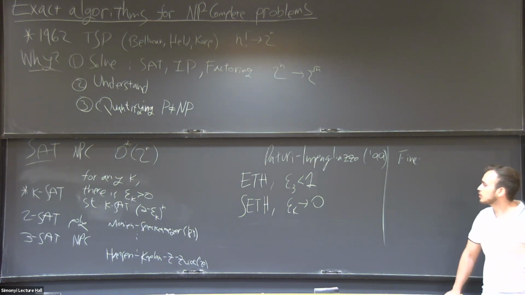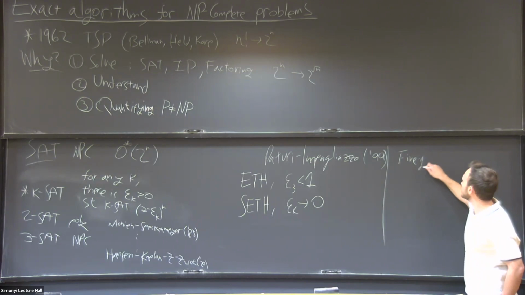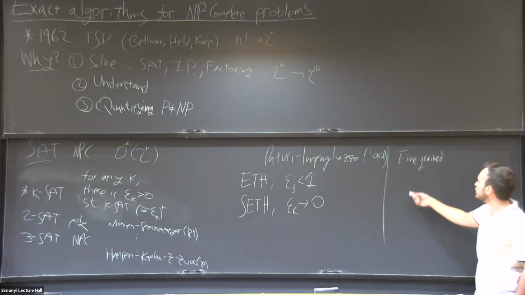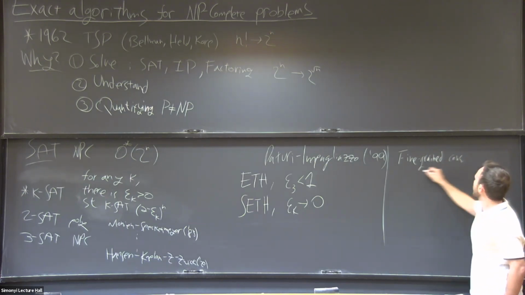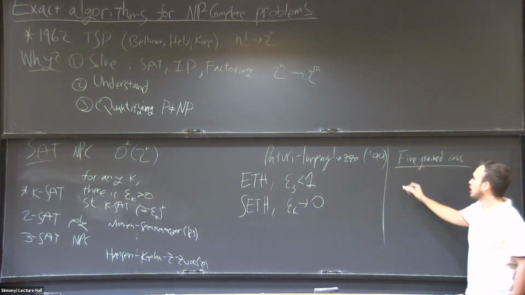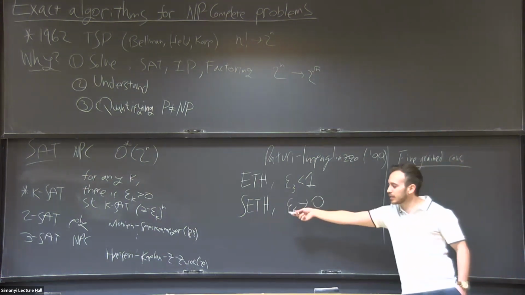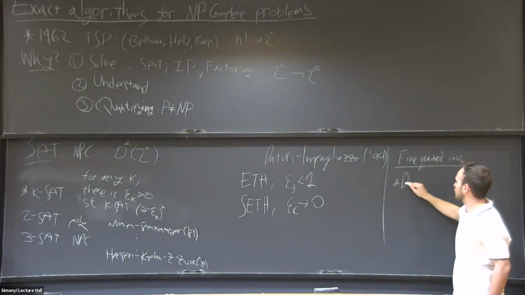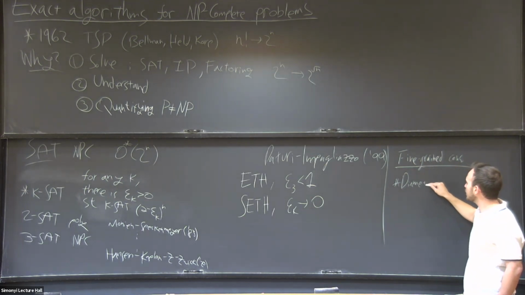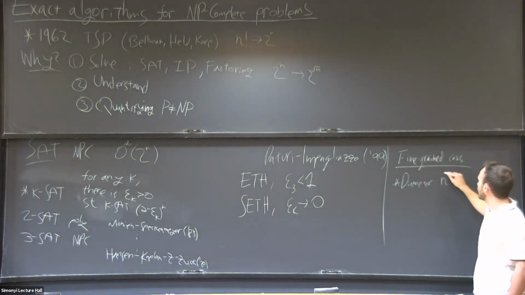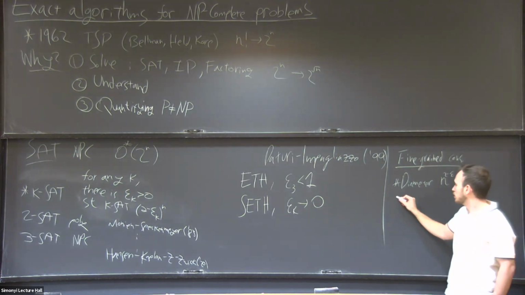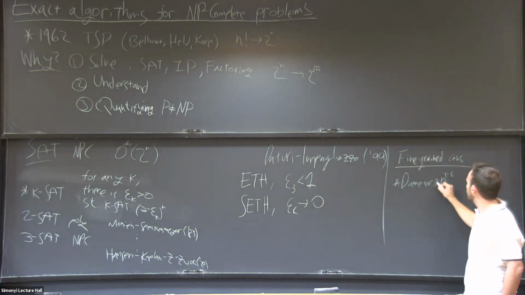Yeah, completely right. As Avi said, the thing I wanted to put a little bit more spotlight on is fine-grained consequences of this. In general, there are many problems that by now we can say that if this SETH thing holds, for example, then an example of this statement is that the graph diameter cannot be computed in n to the 2 minus epsilon time for any epsilon larger than 0.